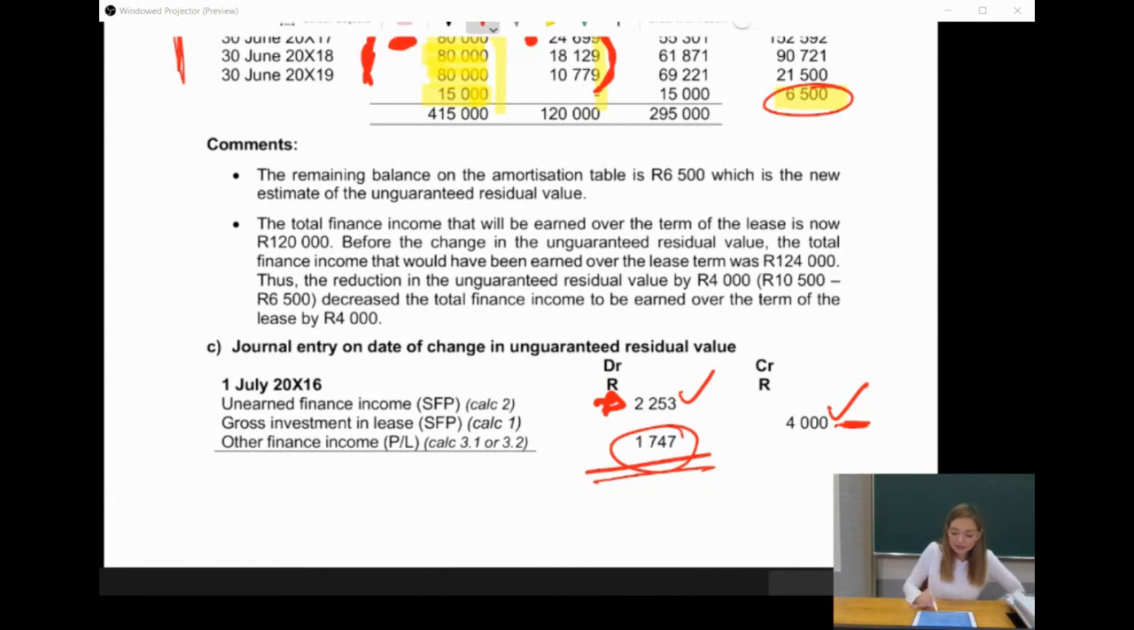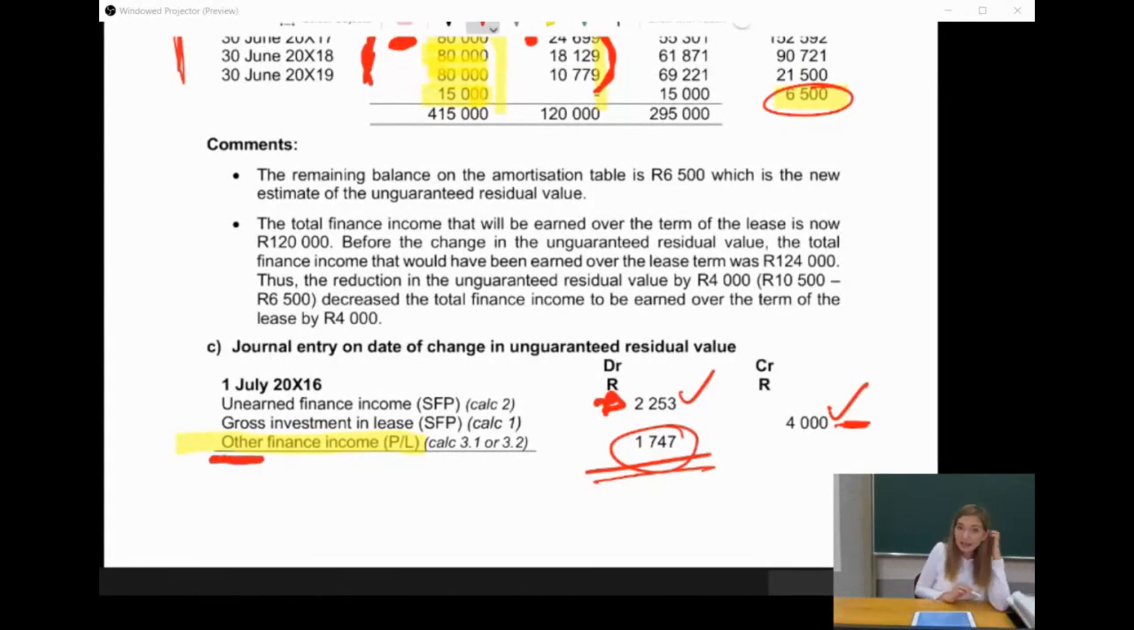I just want to point out something specific, I don't know if you have noticed this, but for finance income now for the lessor, we don't just put it to finance income, we put it to other finance income. And when you look at the first set of notes that you got, which had the example of the financial statements, you will see that we had finance costs, and we had other finance income. So don't worry about that too much.